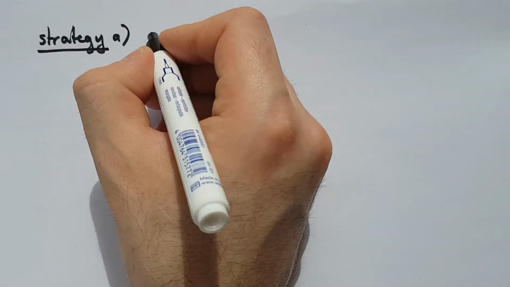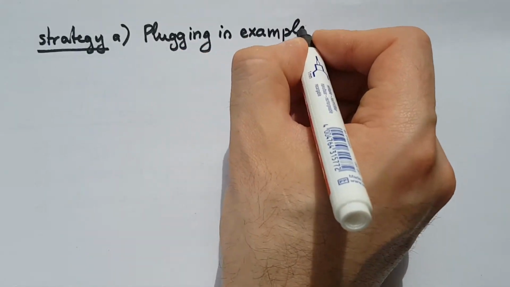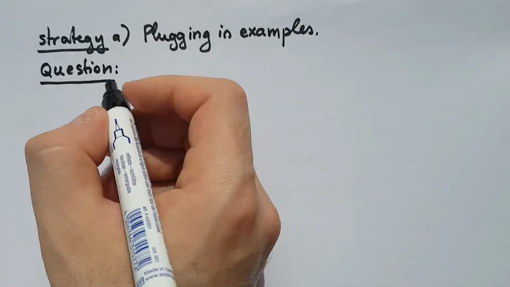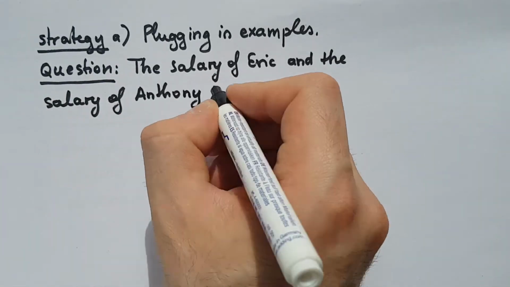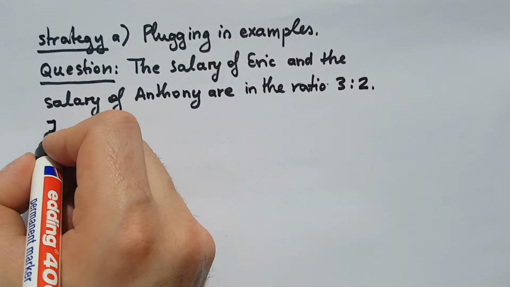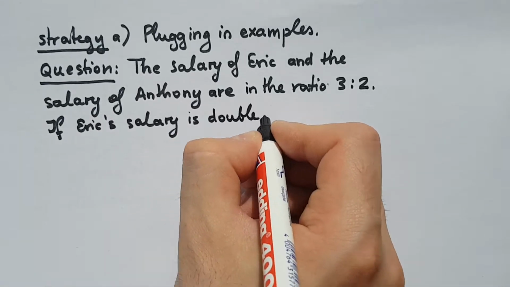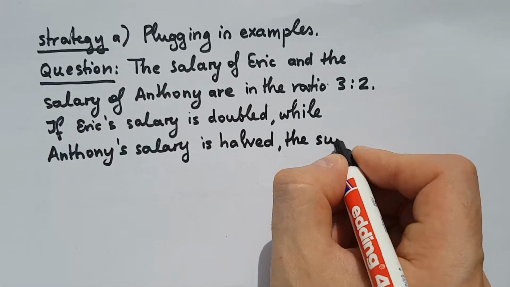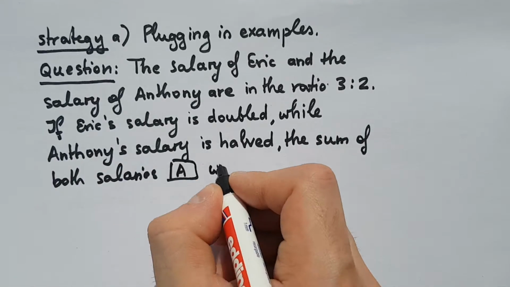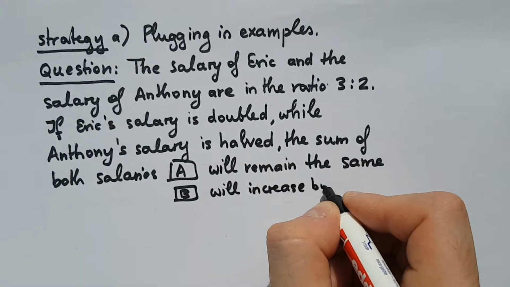We illustrate the first strategy of plugging in examples with the following problem-solving question. The salary of Eric and the salary of Anthony are in the ratio 3:2. If Eric's salary is doubled, while Anthony's salary is halved, the sum of both salaries will change, and you will have 5 choices for a possible outcome.